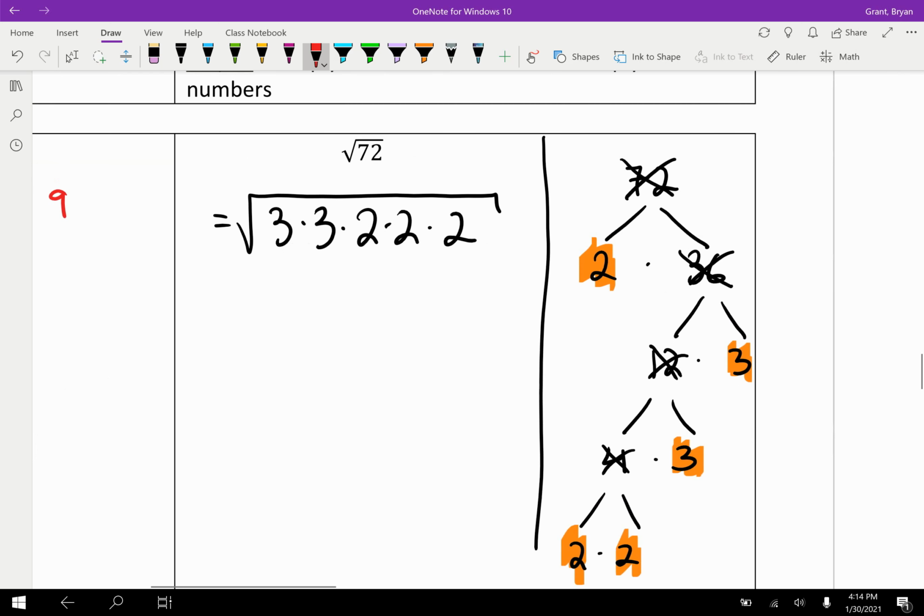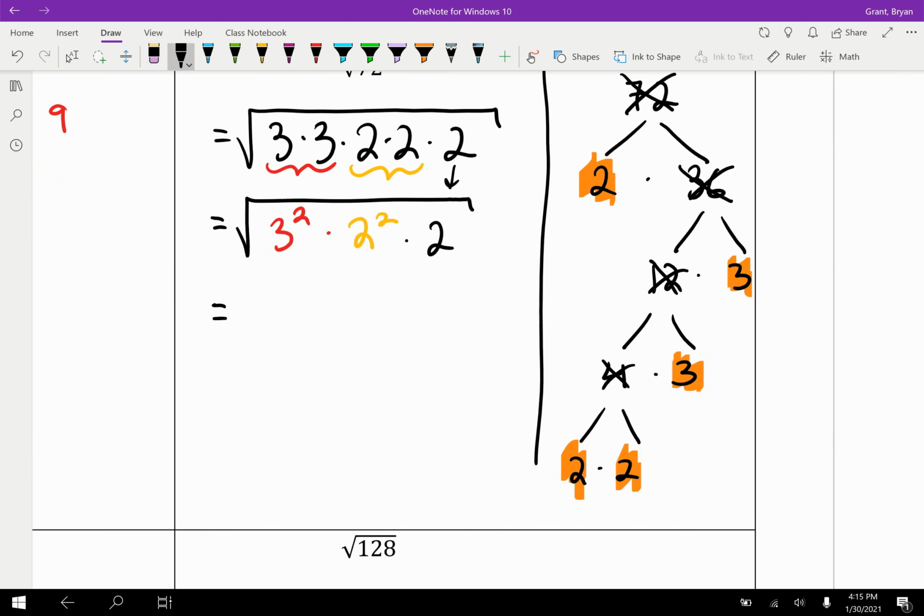Why is that important? Well, I don't see any squares here. But couldn't we take any pair of numbers and rewrite it as squares? For example, 3 times 3, isn't that the same thing as 3 times itself, or 3 squared? 2 times 2 is 2 squared. And then, unfortunately, this 2 at the end doesn't have a partner, so it just stays as 2.